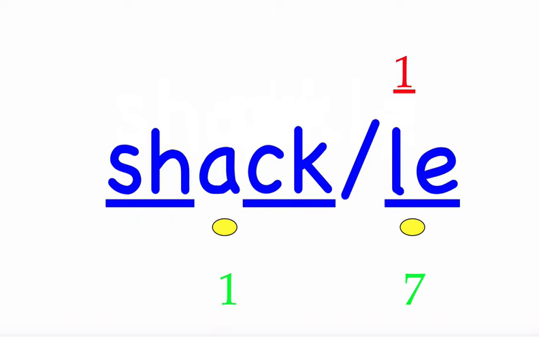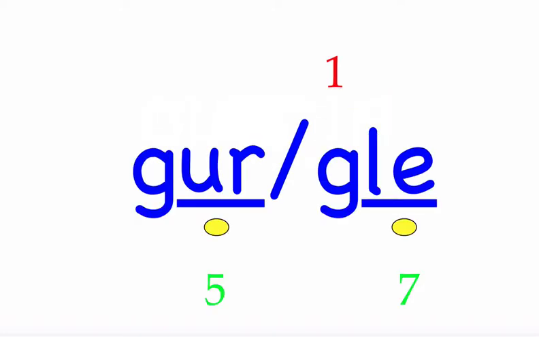Shackle. Again, CK can never begin a syllable, so we have to let it stay in the first syllable with the short A. An exception to syllable rule 1 occurs, and we underline the 1. Gurgle, gurgle. The creek made a gurgle-like sound. Gurgle. Gur, two sounds. G, ur. Gul, two sounds. G, ul. Gurgle. Mark the word. Gurgle.